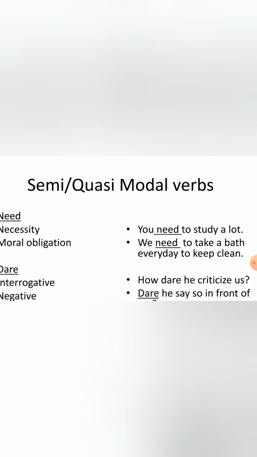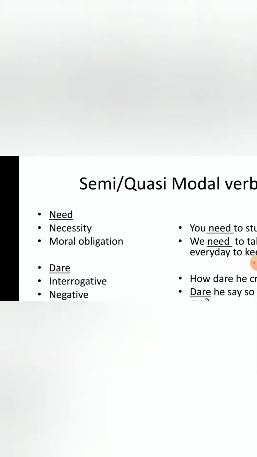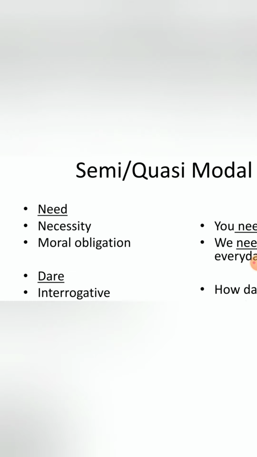Quasi means what? Already I told you that. That means almost. The meaning of the word quasi: almost, or being partly, apparently, but not really. Okay. Then the first one we are going to see is need. Use need to express that something is important for you to do. Necessity. Here we have 2 functions.